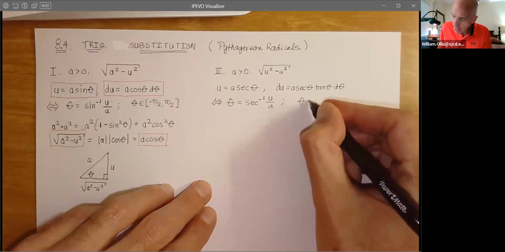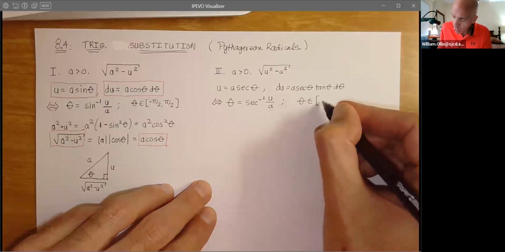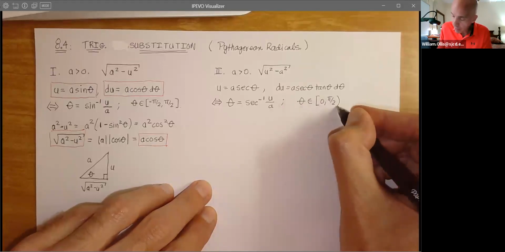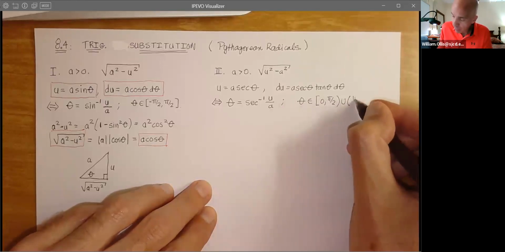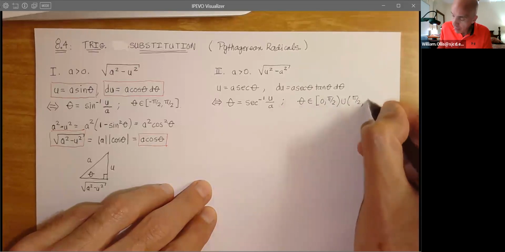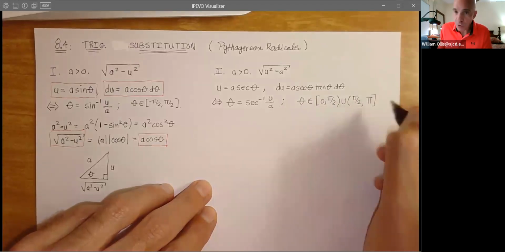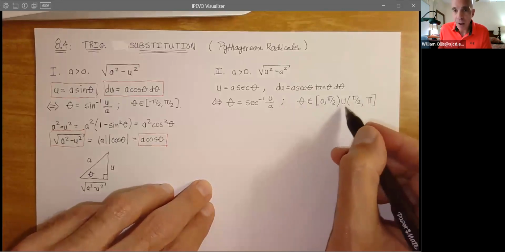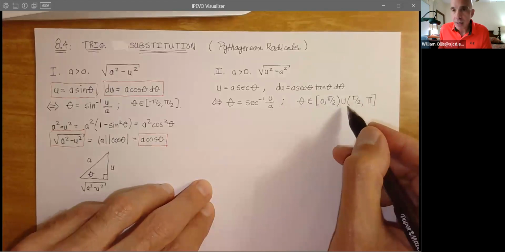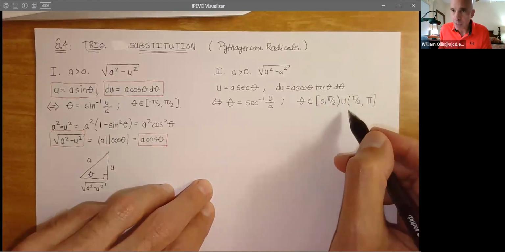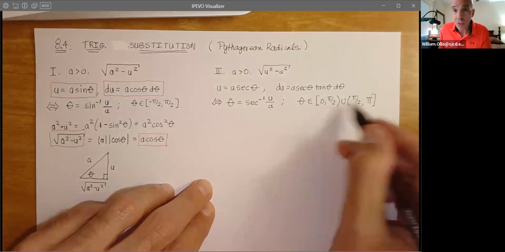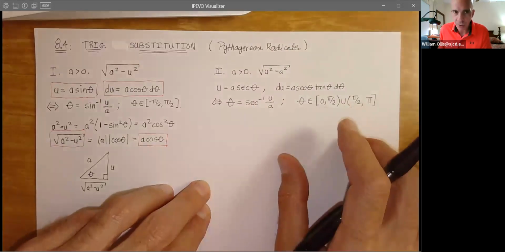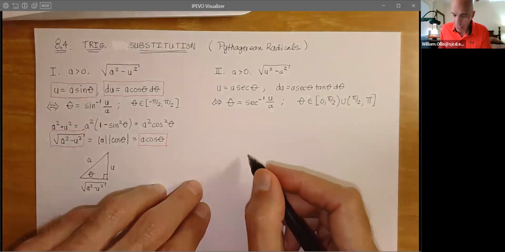Theta lives in the interval from 0 to pi over 2. Of course, we exclude pi over 2. That's undefined. When you think about the way that we define the inverse secant, we do this so that the inverse secant always has a positive derivative. That's why the derivative formula has an absolute value in it. It's an increasing function. So we deal with the absolute value and just are happy that we have it.